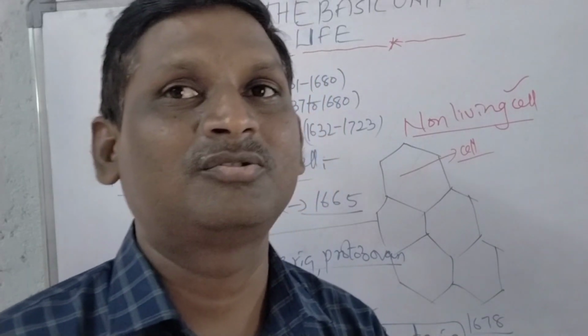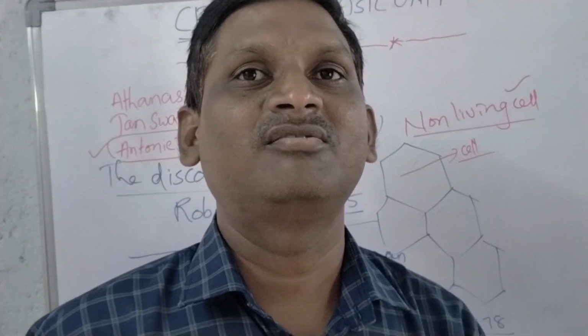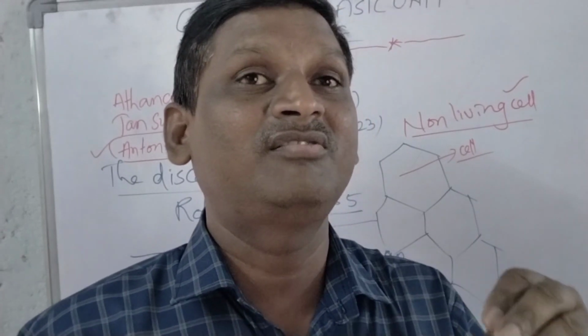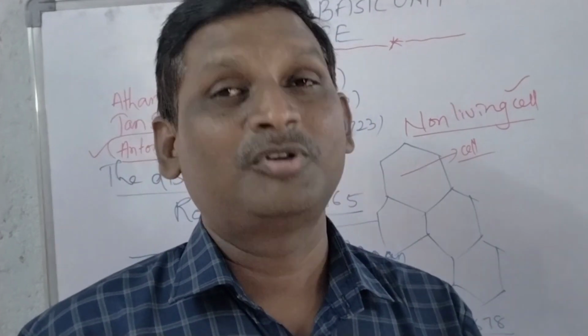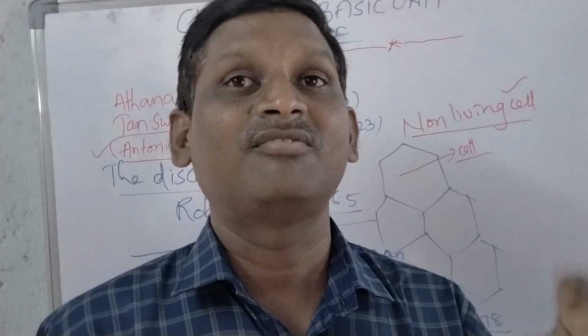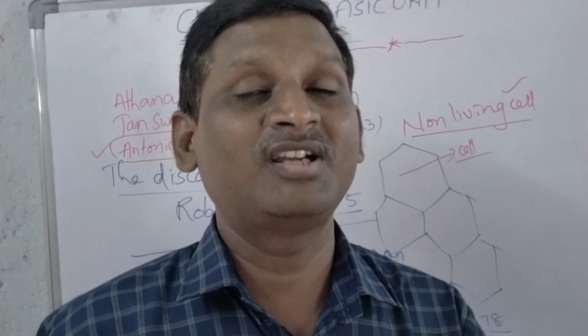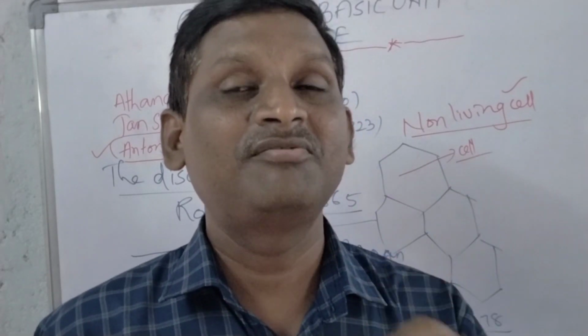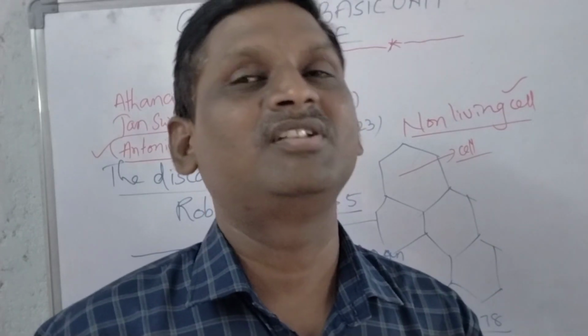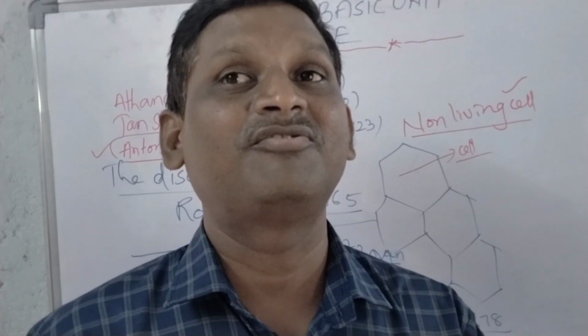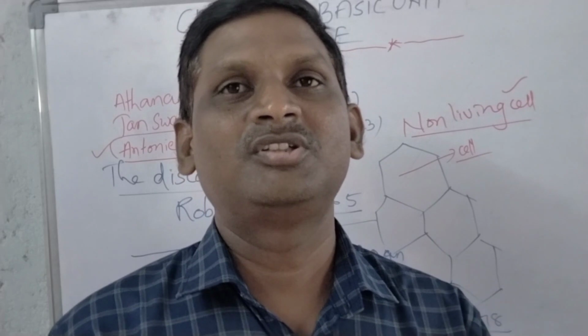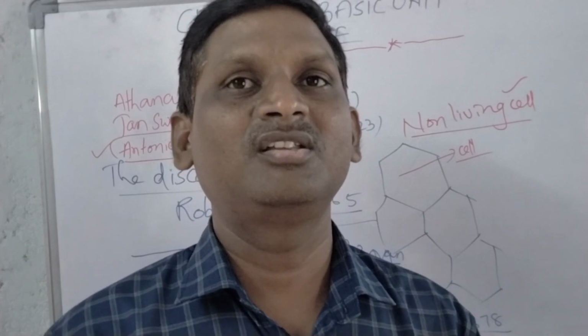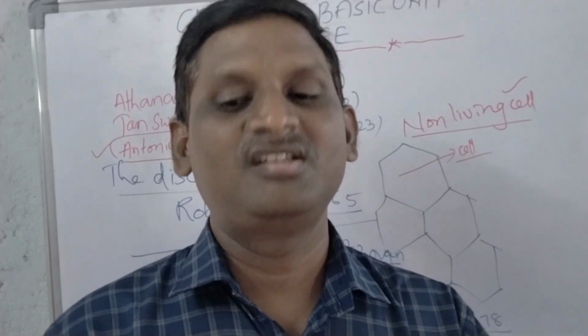Suppose someone asks us who discovered the cell for the first time. The cell was discovered by Robert Hooke in the year 1665. But if we want to say specifically the living cell, Anthony van Leeuwenhoek discovered the living cell in the year 1674. So this is the small history regarding cells and their discoveries.